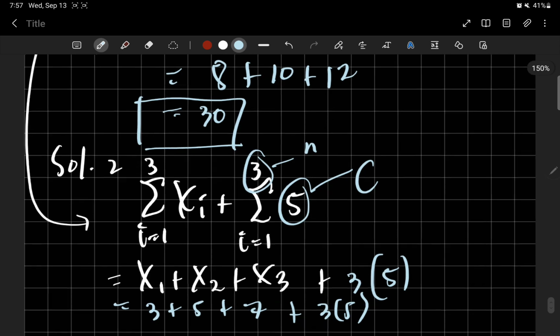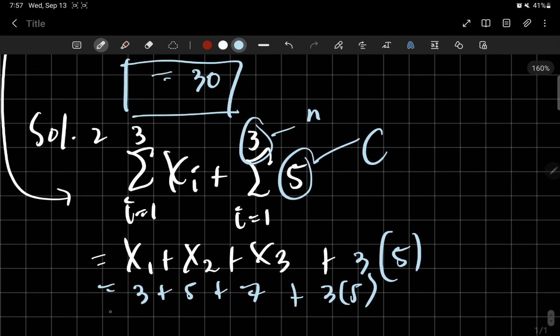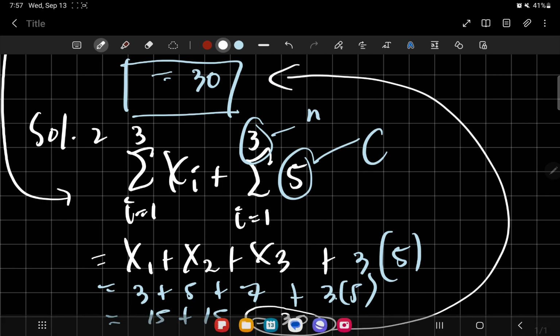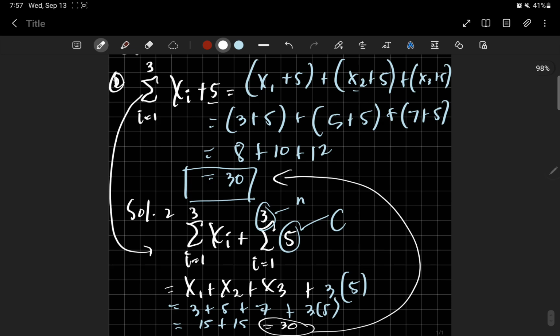Then, we simplify. 3 plus 5 is 8 plus 7 is 15. 3 times 5 is 15 and 15 plus 15, that is equal to 30. Okay? So, we have the same answer. So, kung saan kayo mas nadadalian, doon kayo. Okay? So, this is the other way of solving or expanding this summation notation.